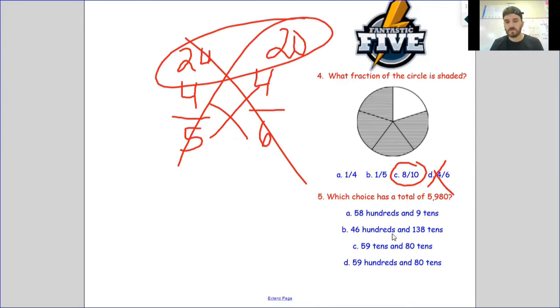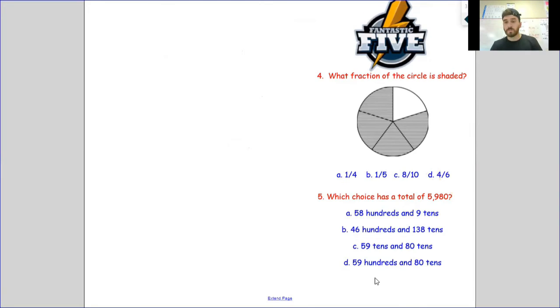Again, you do not have to cross multiply fractions every time. Sometimes you'll get lucky and it'll just give you the answer. But if you don't see it, you know exactly what you need to do.